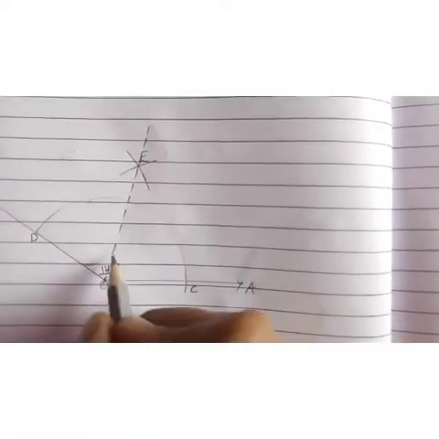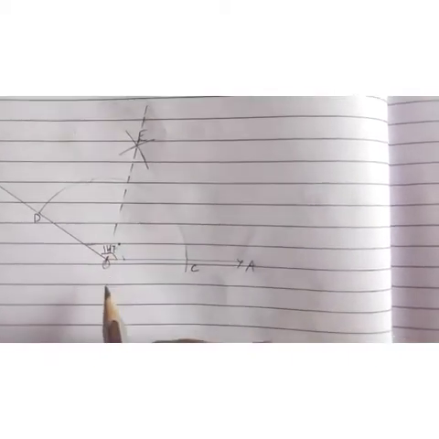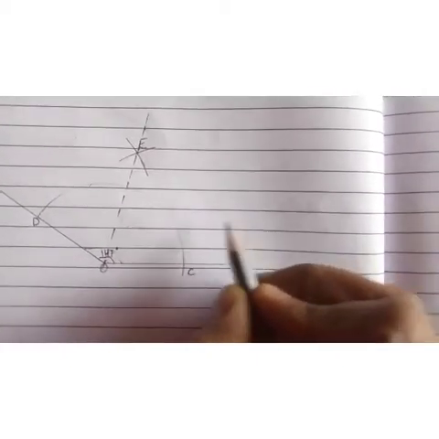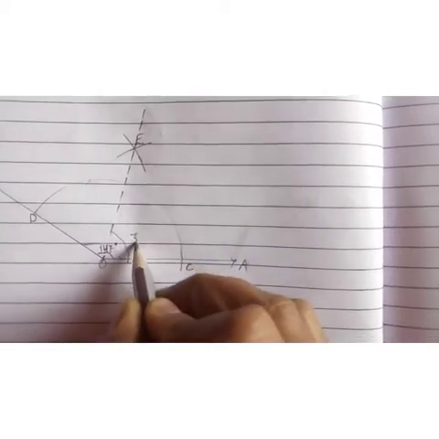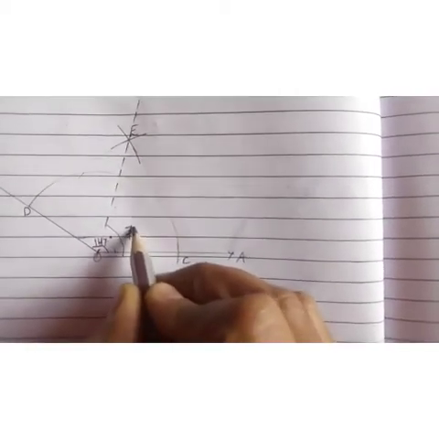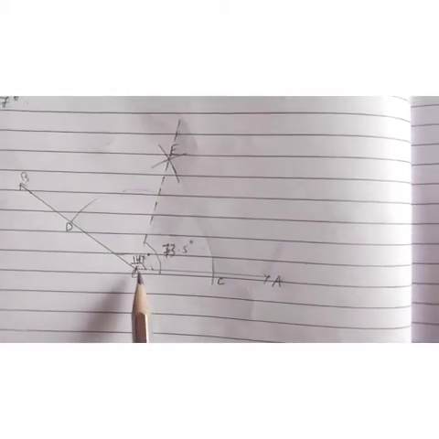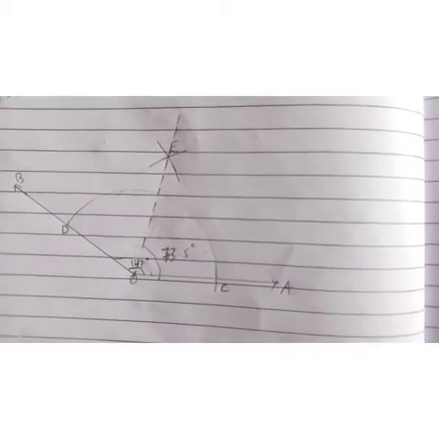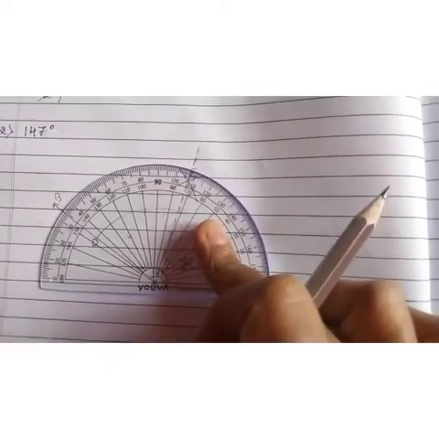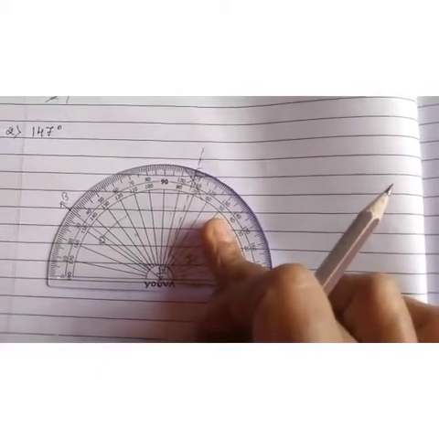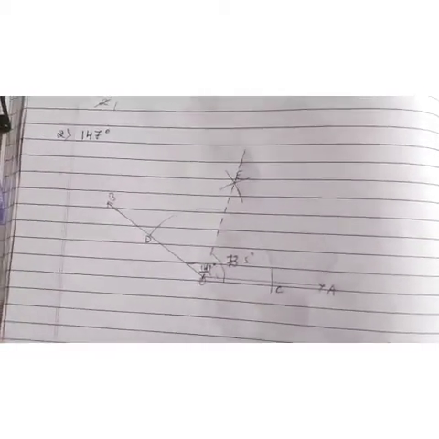Now when you join, you get a bisector of 147. Bisector means 147 half, it will be 73.5 degrees. Now check it with the help of your protractor. So children, I have got exactly 73.5. You also try the same.